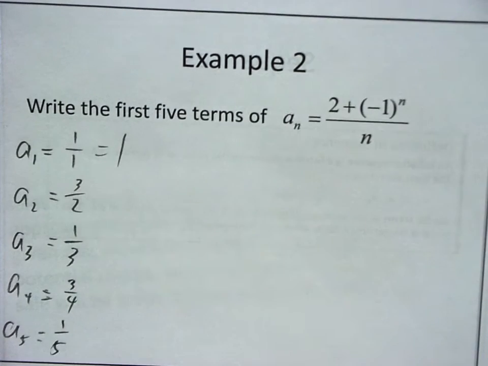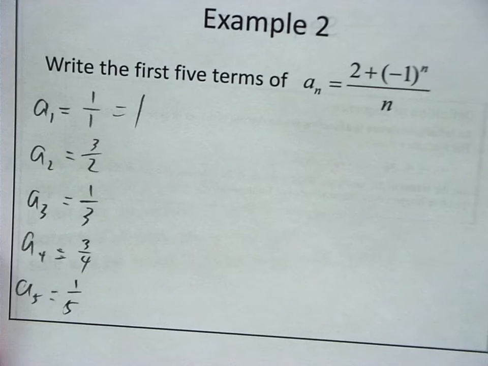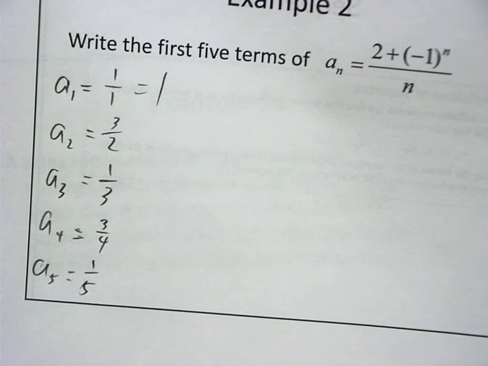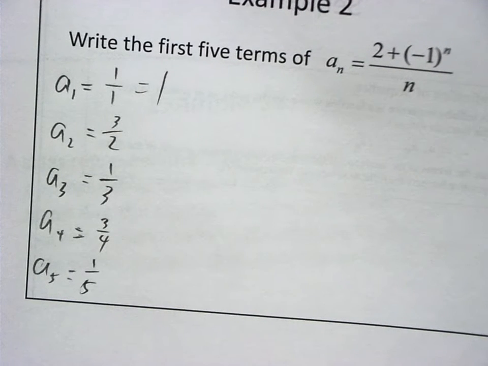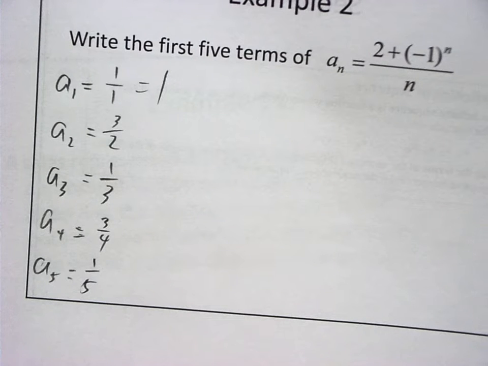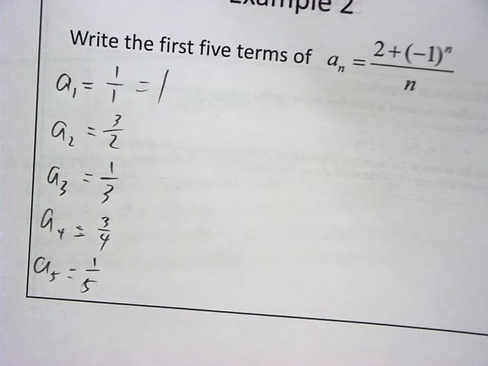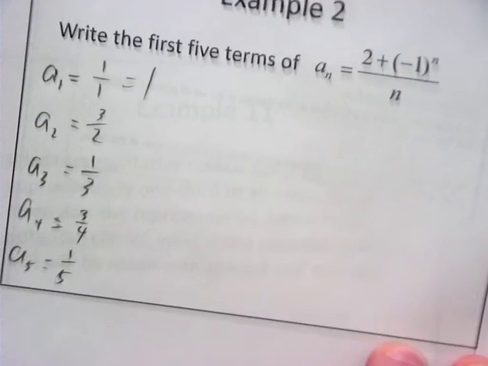1/5. If you look at it, your numerator is almost the same as that equation up above, where you're alternating between 1 and 3. Your denominator is just increasing over time. Okay. Again, that would be neither as far as arithmetic or geometric. Questions on that?